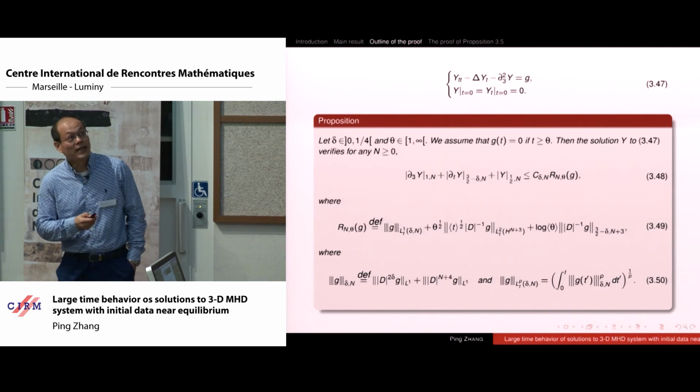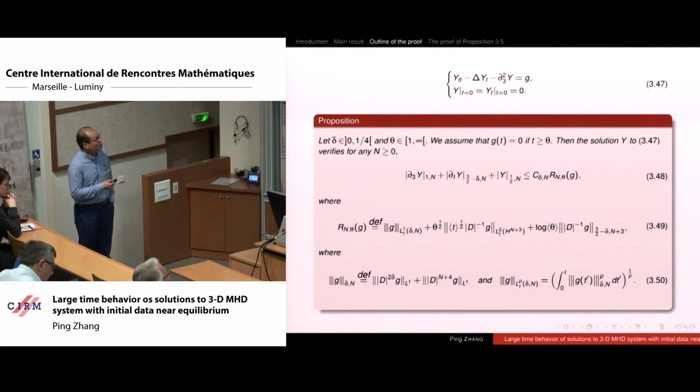With the decay rate for the homogeneous source term, we also need this decay rate for the equation with a non-trivial source term and 0 initial data. Because we will use a Nash-Moser iteration scheme, we can assume g(t) is 0 if t is greater than or equal to this γ. Then we can also prove a similar decay rate with the right-hand side term.